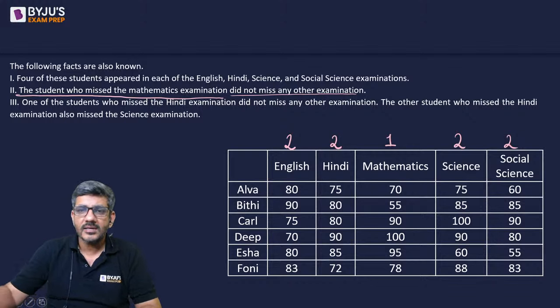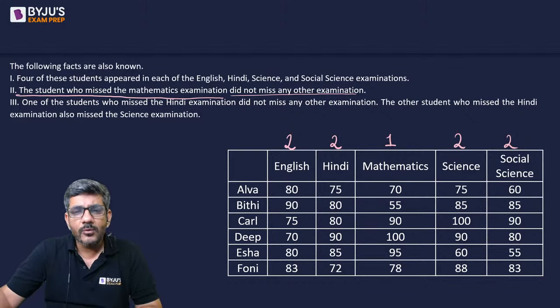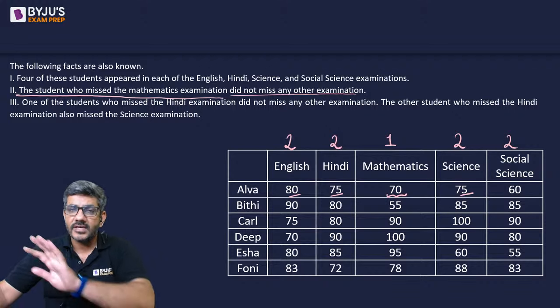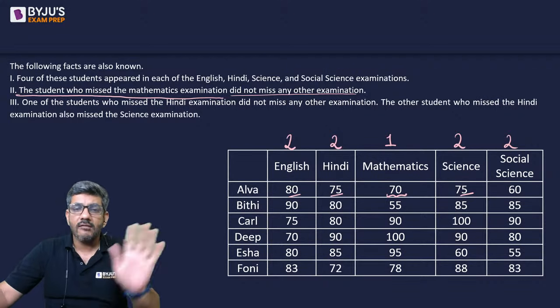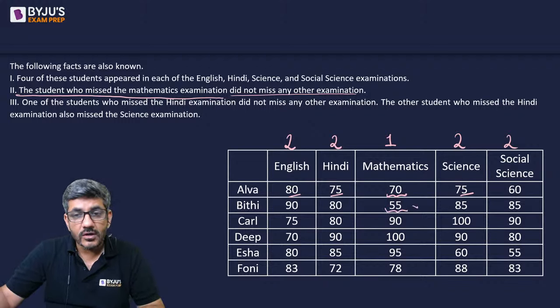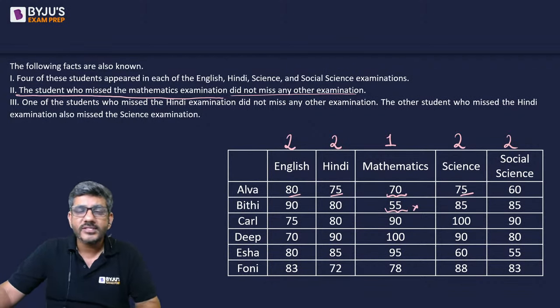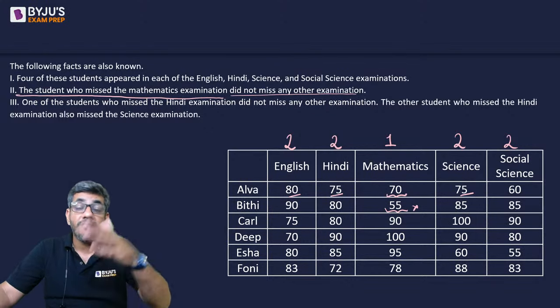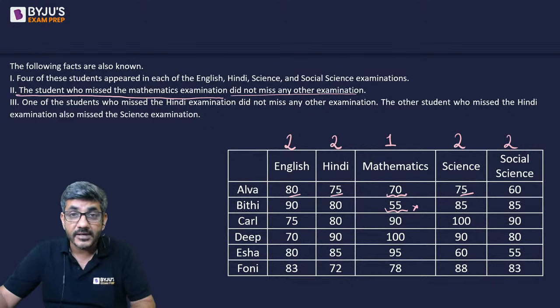Let's have a look. Can that person be Elva? If Elva is the person, then this 70 should be the average of top 3 among the remaining 4. Top 3 among the remaining 4 are 80, 75, 75. Their average is not 70. So Elva cannot be that person. Can that person be Bithi? ऑफ कोर्स नॉट, क्योंकि 55 तो वैसे बिथी का लोएस्ट स्कोर है. हाउ कैन दिस बी द एवरेज ऑफ टॉप 3? ये तो पांचों में से सबसे कम है.